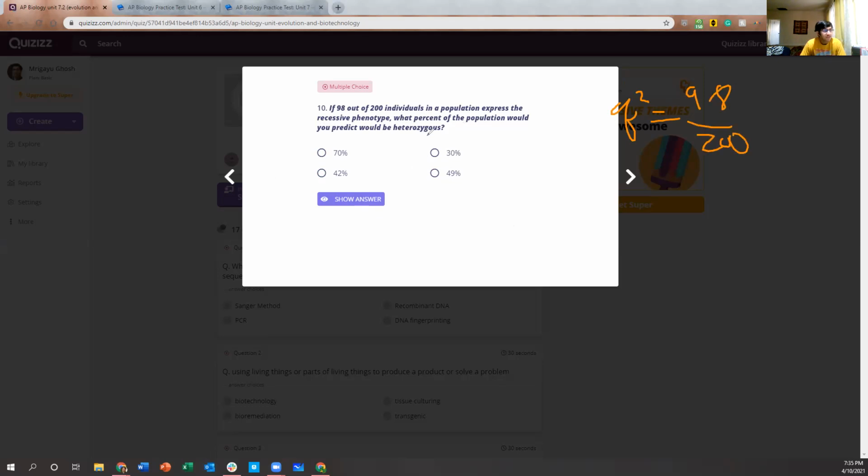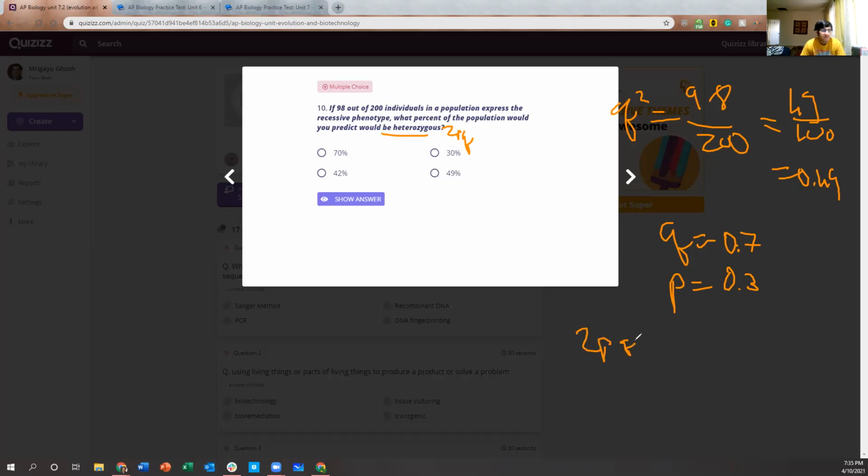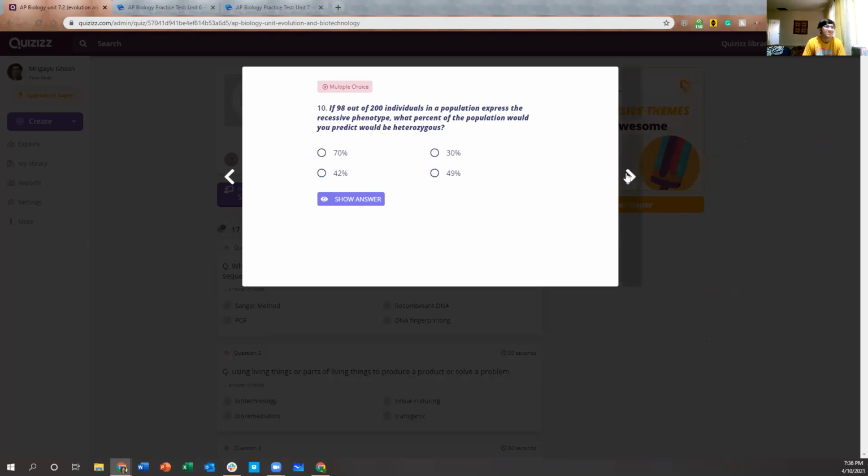We're trying to find the heterozygous, which is 2pq. So from this one, I think we said that this was 49 over 100, which is 0.49. Q is then 0.7, and because q is 0.7, p has to be 0.3 because these two have to add up to 1. 2pq is then 2 times 0.7 times 0.3, which is 0.42, which is 42%. Okay. It was the exact same question. I just don't have good memory regarding specific numbers.